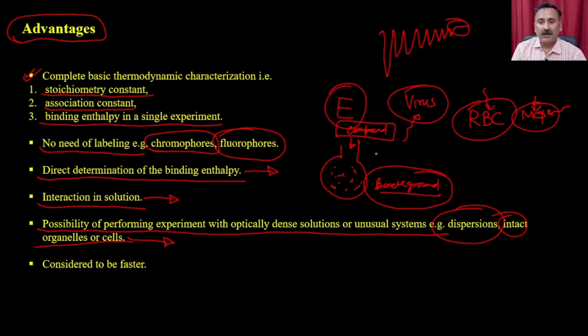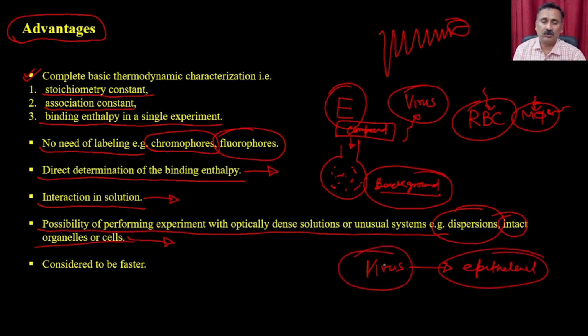But another thing you can do is, for example, if I want to know whether the virus is infecting the epithelial cell or not, right? If I want to do this kind of experiment, both the virus and the epithelial cells contain many proteins, right? That's why there will be a problem of background, because when you add a virus, there will be a heat exchange within the virus, and then within the epithelial cell there will be a heat exchange, and there will be a heat exchange when they are interacting as well.